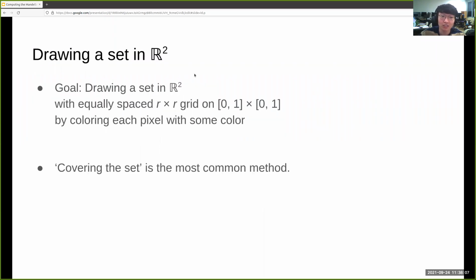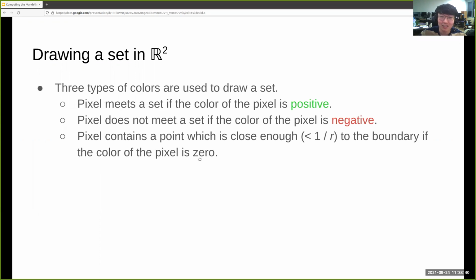Now, about the drawing. We're going to draw a set in R squared, using an equally spaced R times R grid on 0 to 1 times 0 to 1, by coloring each pixel with some color. In many cases, covering the set is the most common method, and many previous researchers adopted such a method. However, I'm not going to use this method, and I'm trying to use a new method to draw the Mandelbrot set.